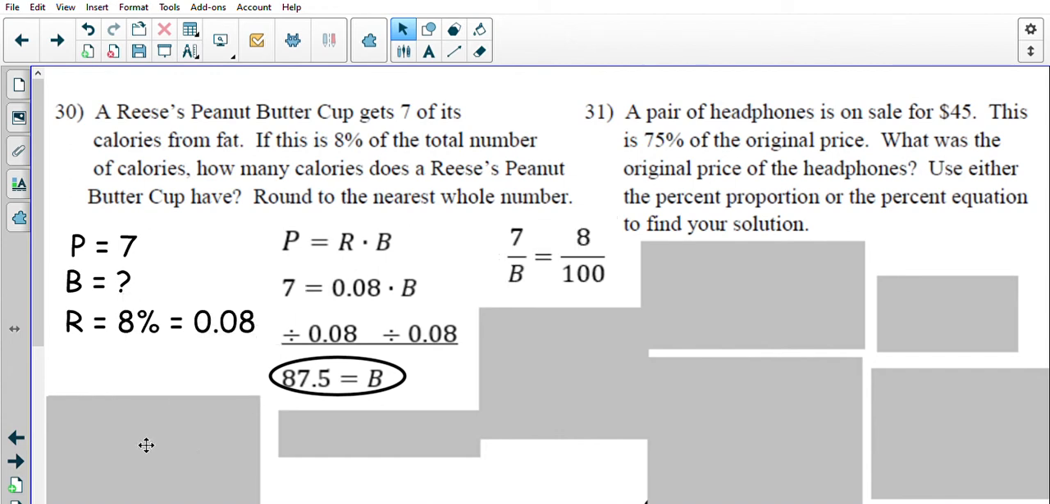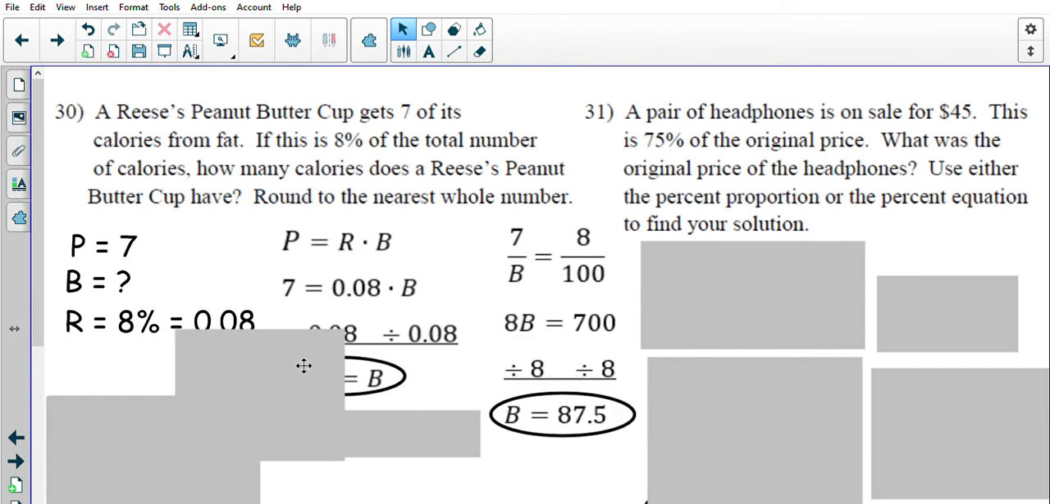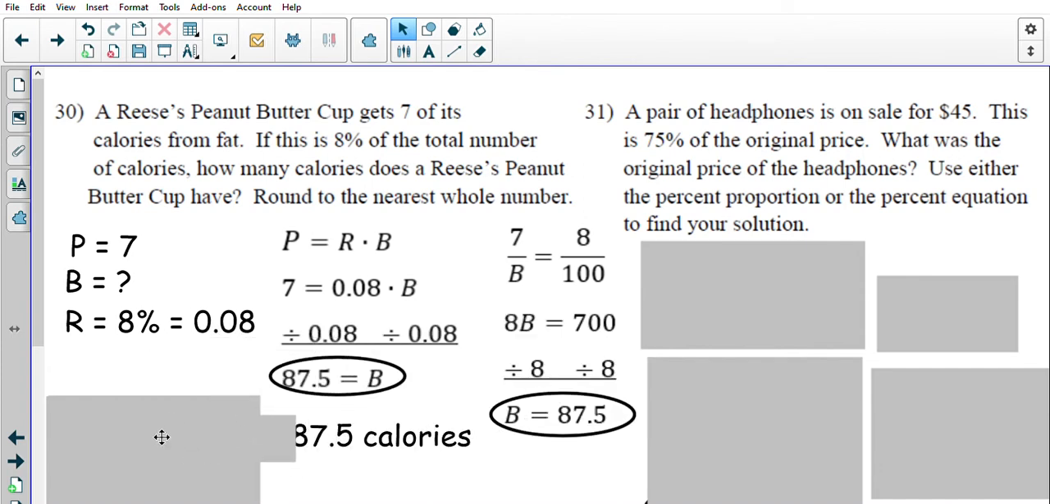Now, our percent proportion will be 7 over B equals 8 over 100. When we cross multiply, we also get 87.5, and I did put a label on my final solution. So a peanut butter cup will have 87.5 calories. My guess is that might be the mini ones.